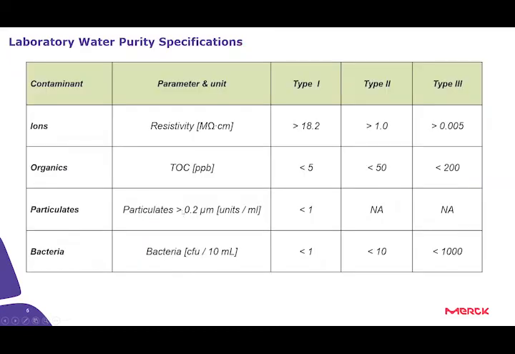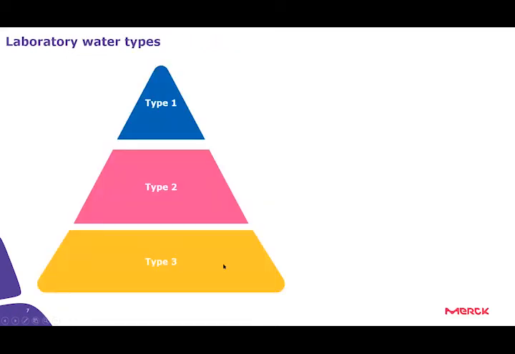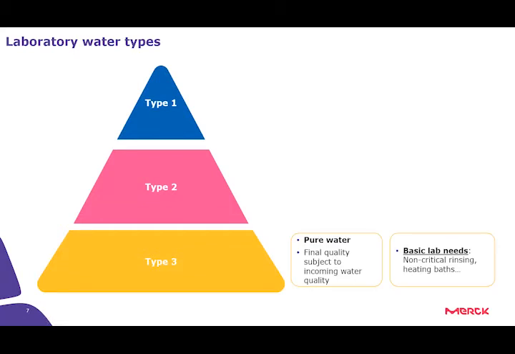So, as a summary, most of the laboratory water specifications have defined 3 types of water to comply with most and every standard of quality. Type 1, starting from 18.2 mega ohm. When it comes to TOC, we are speaking about less than 5 parts per billion. Particulates, less than 1 unit per milliliter. Bacteria is tested by colony forming units, and it should be less than 1 colony forming unit per 10 milliliters.